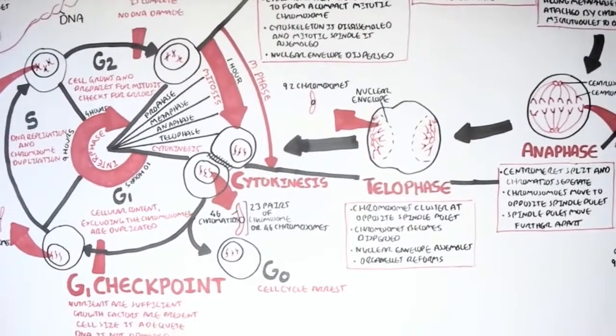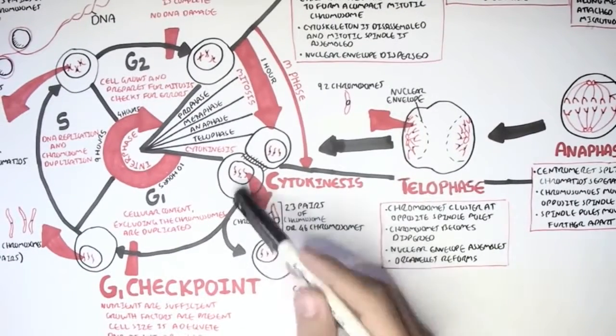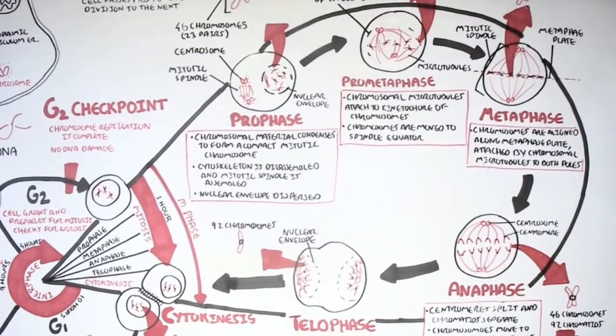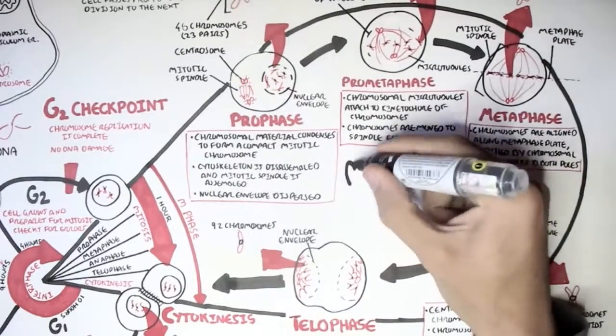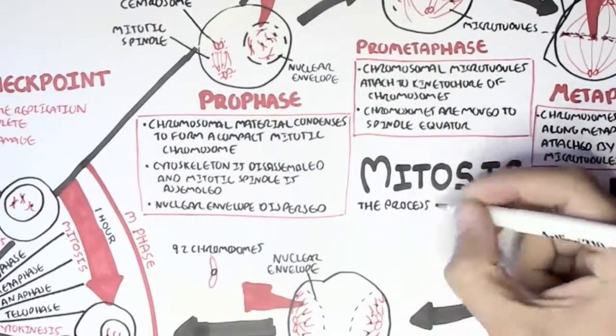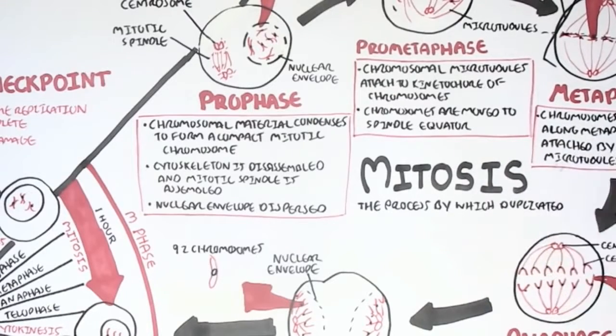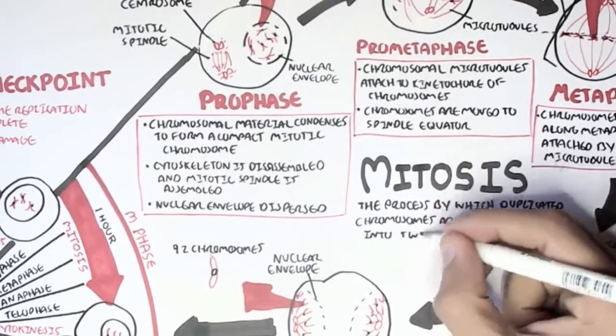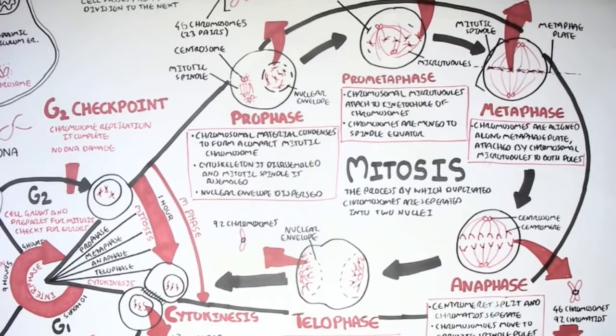Following cytokinesis, these cells can enter the cell arrest phase, or they can enter the whole interphase, and then enter mitosis again after some time. So now mitosis can be defined as the process by which duplicated chromosomes separate into 2 nuclei. And this is essentially the division process.